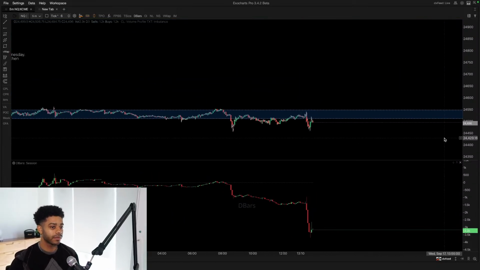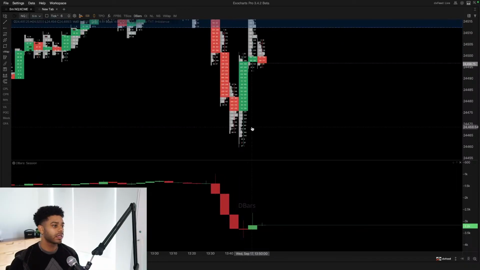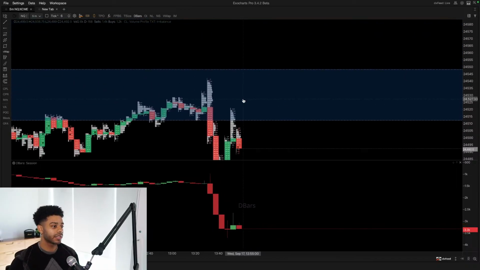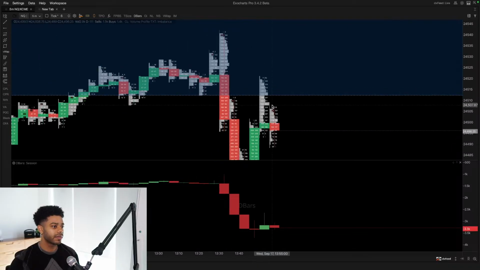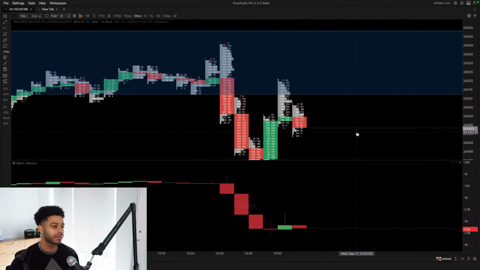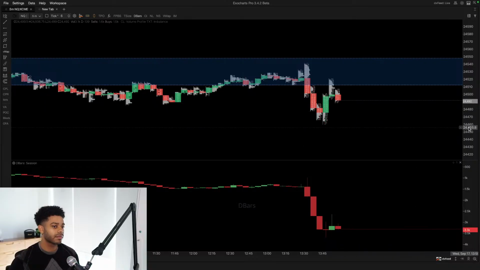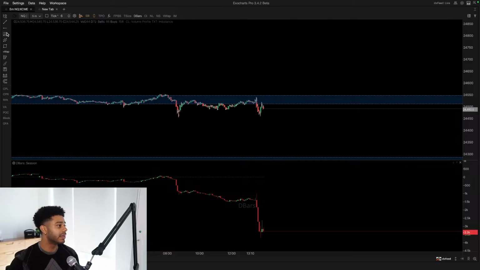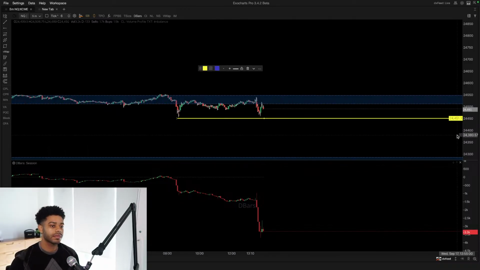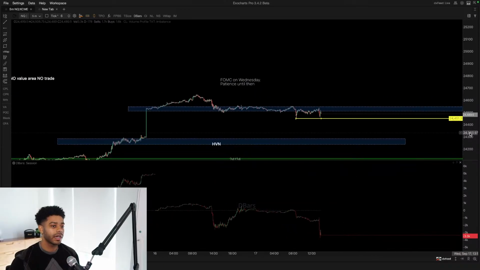This will be interesting if we can come back and take out this low if we don't get any price acceptance back inside this level of value, especially after getting rejected off of here after we zoom back in on the 5-minute. Because if we come back down here to these lows, we have more room to the downside.